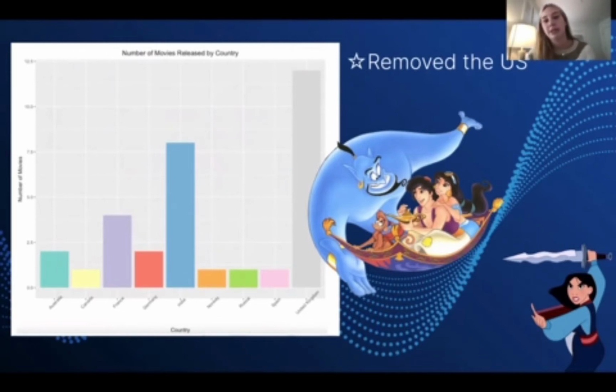And as you can see on this slide, we have removed the US simply because the US has produced the highest number of movies by far, so it's easier to visually compare the countries if we just remove it. So with that, we can note that the United Kingdom has produced the highest number of Disney movies, with Canada, Norway, Russia, and Spain producing the least.